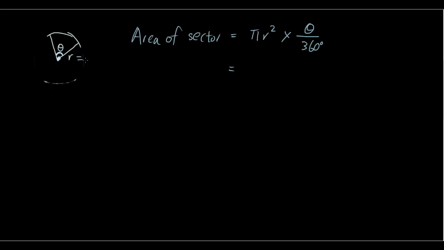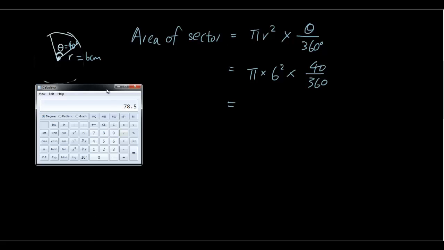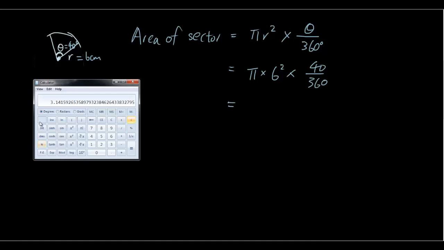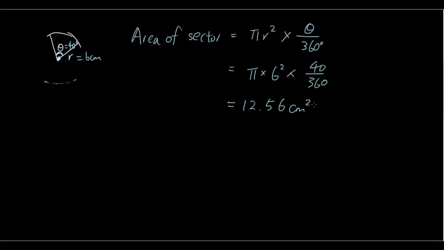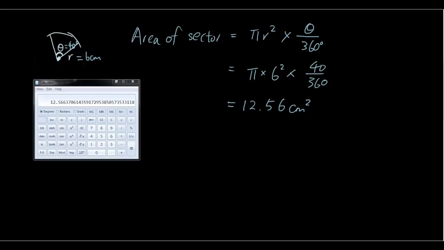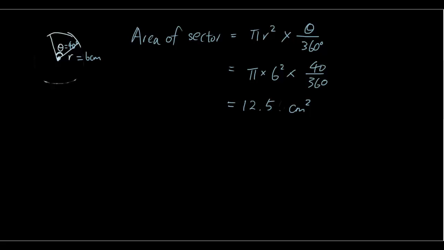So let's say the radius of the sector is 6 centimeters. It'll be pi times 6 squared times, let's say theta is 40 degrees, so 40 divided by 360. So typing this in the calculator, remember pi, there's a pi button on the calculator. So pi times 6 squared times 40 out of 360, and the answer is 12.56 centimeters squared. Rounded, oh, it's 5.7, not 5.6. 5.7 centimeters squared, rounded to 2 dp.